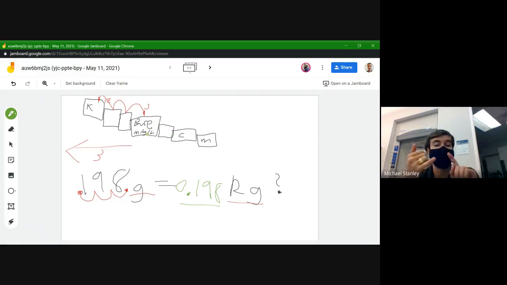So we found our starting point with our base unit and our ending point up at the K for kilo. We figured out that we're going to have to jump to the left 3 times in order to go from our starting point to our ending point. And so when we moved that decimal point 3 times to the left, we went from 198 grams to 0.198 kilograms. So that is our answer.